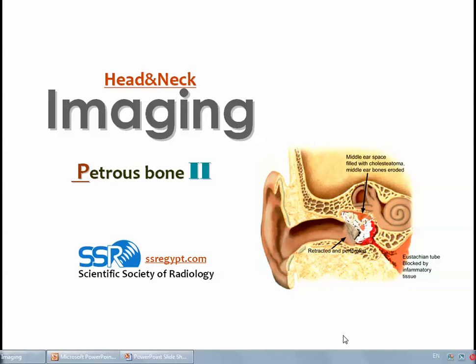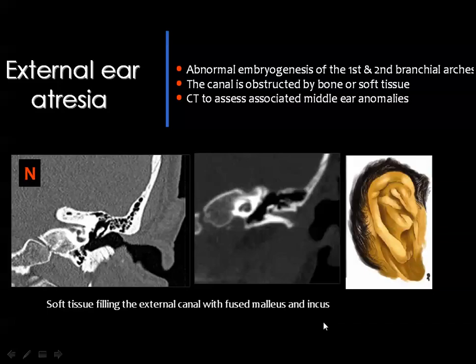Dear colleagues, this is the second part of imaging of the Petrous bone. In the first part we finished the anatomy, and in the second part we will deal with the pathology. You remember that we have divided the ear into three parts: the external ear, the middle ear, and the inner ear. The same will be followed. Considering the pathology, we will handle the abnormalities in the external ear, then the abnormalities of the middle ear, then we will finish by the abnormalities of the inner ear.